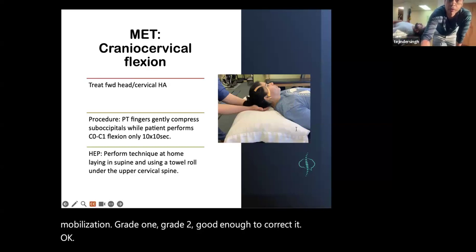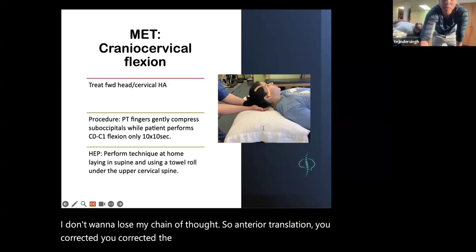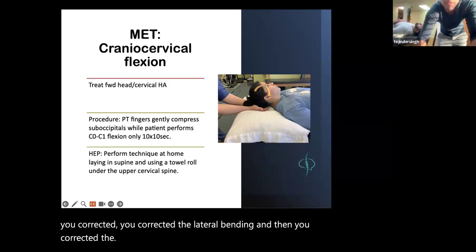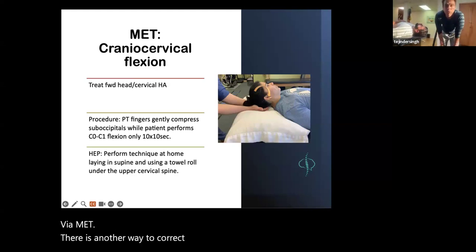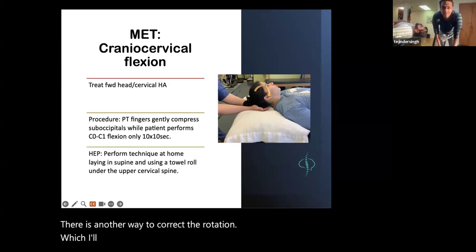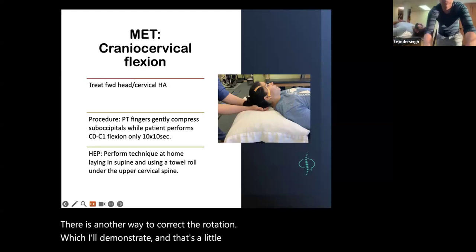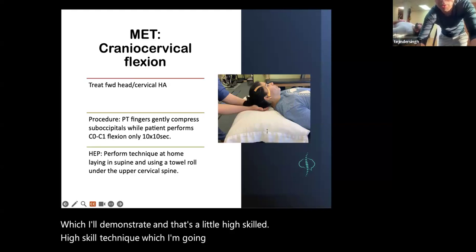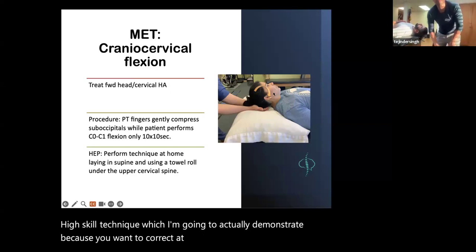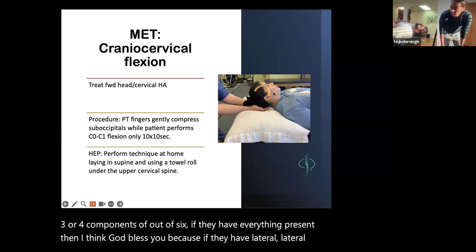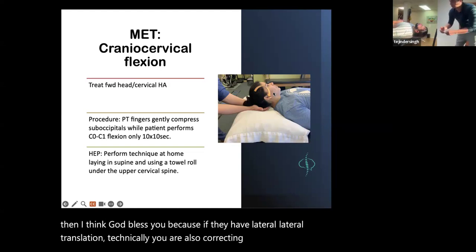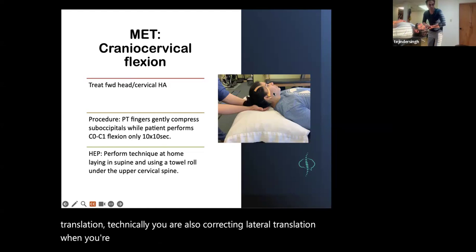So this is, I don't want to lose my chain of thought. So anterior translation, you corrected the lateral bending, and then you corrected the rotation via MET. There is another way to correct the rotation, which I'll demonstrate, and that's a little high skill technique, which I'm going to actually demonstrate, because you want to correct at least 3 or 4 components out of 6. If they have everything present, then I think God bless you. Because if they have lateral translation, technically you are also correcting lateral translation when you're doing the ipsilateral eye technique.